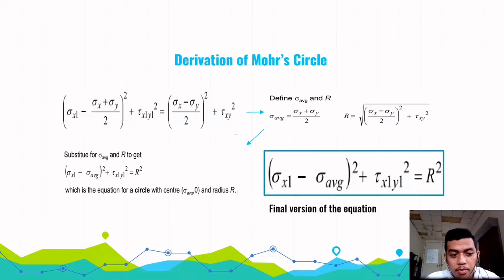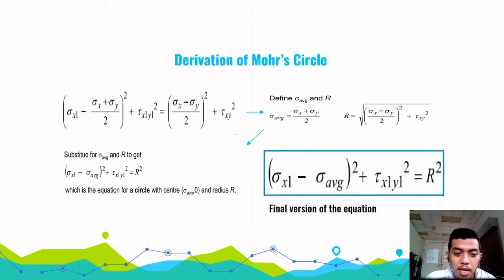Assalamualaikum warahmatullahi wabarakatuh. My name is Muhamad Danish Irfan, and I will continue the slide with derivation of Mohr circle. If we vary theta from 0 degree to 360 degree, we will get all possible values of sigma x1 and tau x1y1 for a given stress state. Eliminate theta by squaring both sides of the first and second equation and adding them together into one equation.